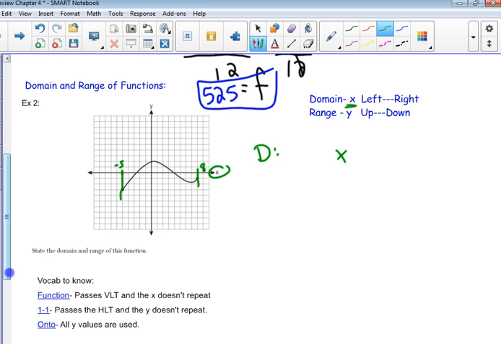Yeah, good. X is in the middle. Are we including these values or are they closed? Yep. So we need that equal to part. We want -5 to 8.